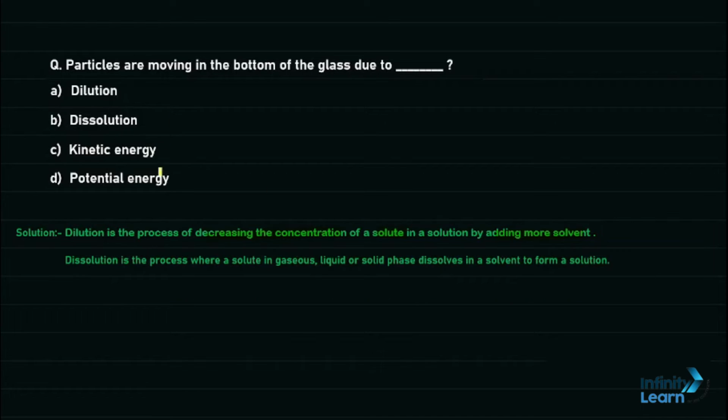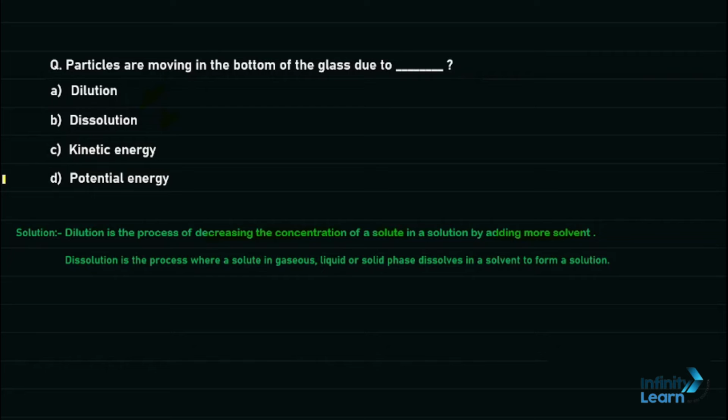Second is dissolution. Okay students, so dissolution is basically a process where a solute in gaseous, liquid or solid phase is dissolved in a solvent to form a solution. So I hope dissolution and dilution are clear to you, and they are related to the solution, not to the particles' movement, students. That's why the first and second options get eliminated.